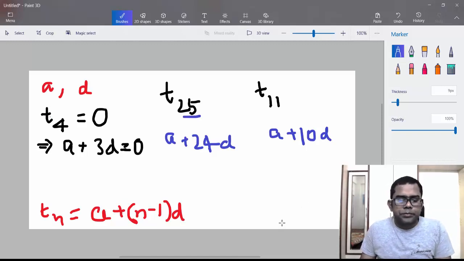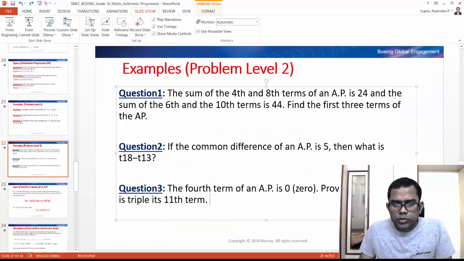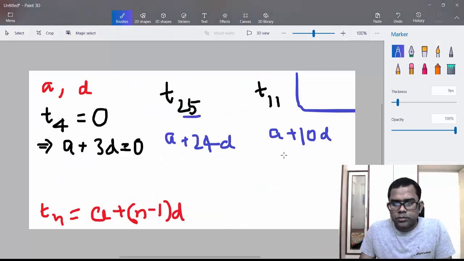So now we have the relation. We have to prove that T25 is triple its 11th term. So we have to prove that T25 is equal to 3 times T11.